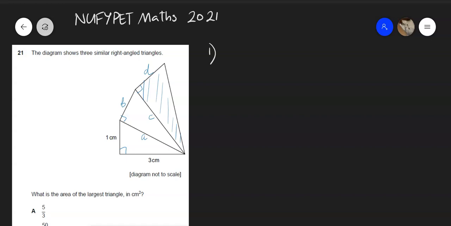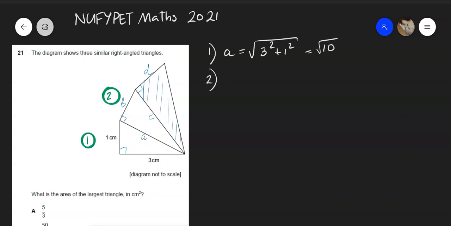So step number 1, A equals square root of 3 squared plus 1 squared. That, of course, is root 10. Now, for convenience, I'm going to number the triangles. Let the smallest triangle be triangle 1, the middle triangle 2, and the large triangle is number 3.